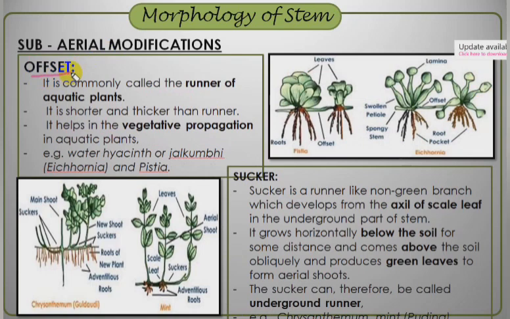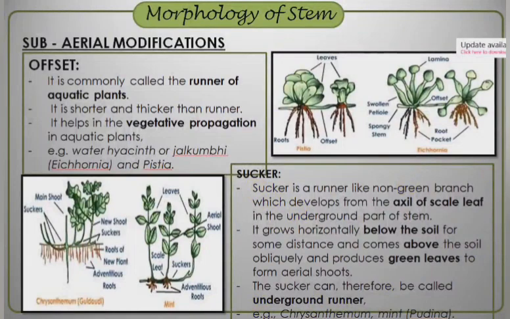Another subaerial modification is known as the offset. There is no difference between a runner and an offset, except one: an offset is found in aquatic plants. The runner, grass, is a terrestrial plant, and the runner is much longer, while the offset is only single. It gives off a single node, a single shoot, and that's it. The sucker is also an example of subaerial modification, and mint or pudina is a perfect example of the sucker.